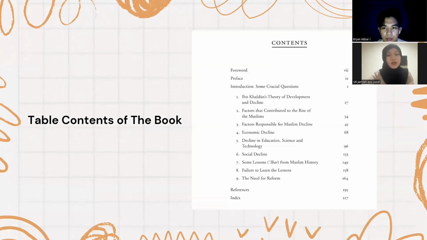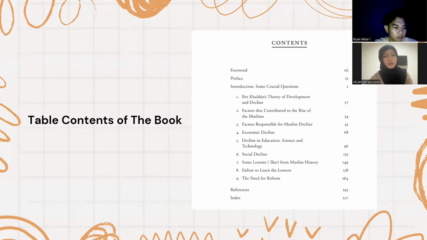For the table of contents, the first chapter explores Ibn Khaldun's theories on civilization's rise and fall, and the second chapter discusses factors leading to Muslim civilization's growth. The third chapter examines reasons for Muslim society's decline, and the fourth chapter explores economic factors in Muslim civilization's decline, and the fifth chapter examines the widening gap in education and innovation.